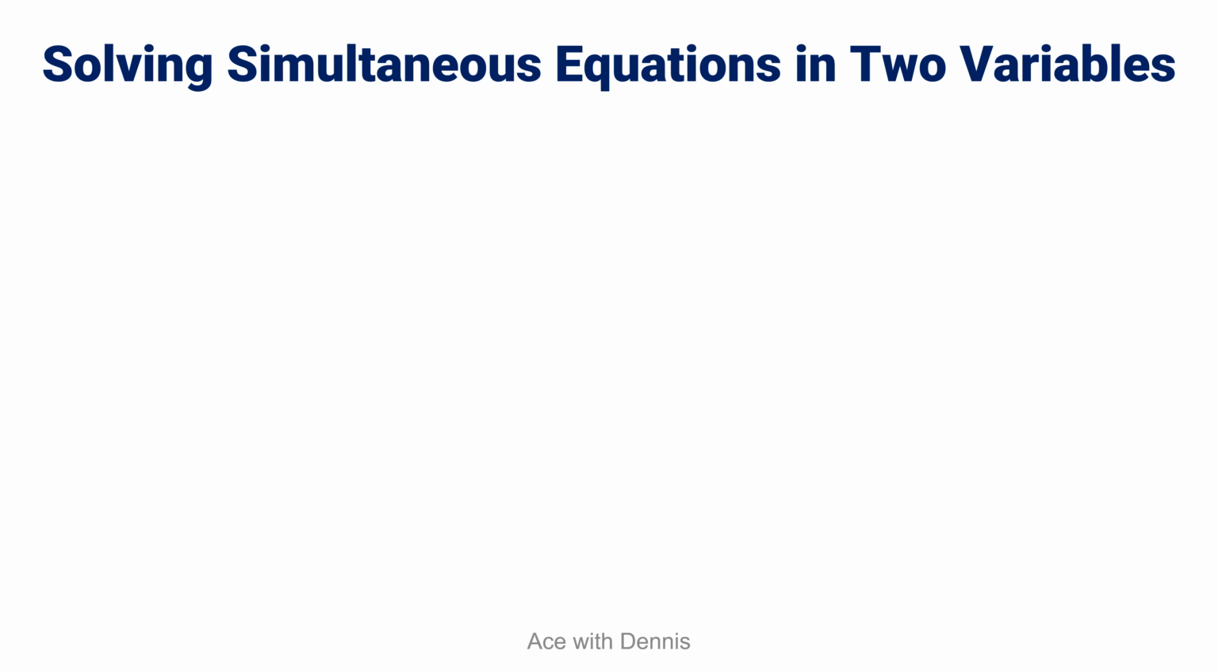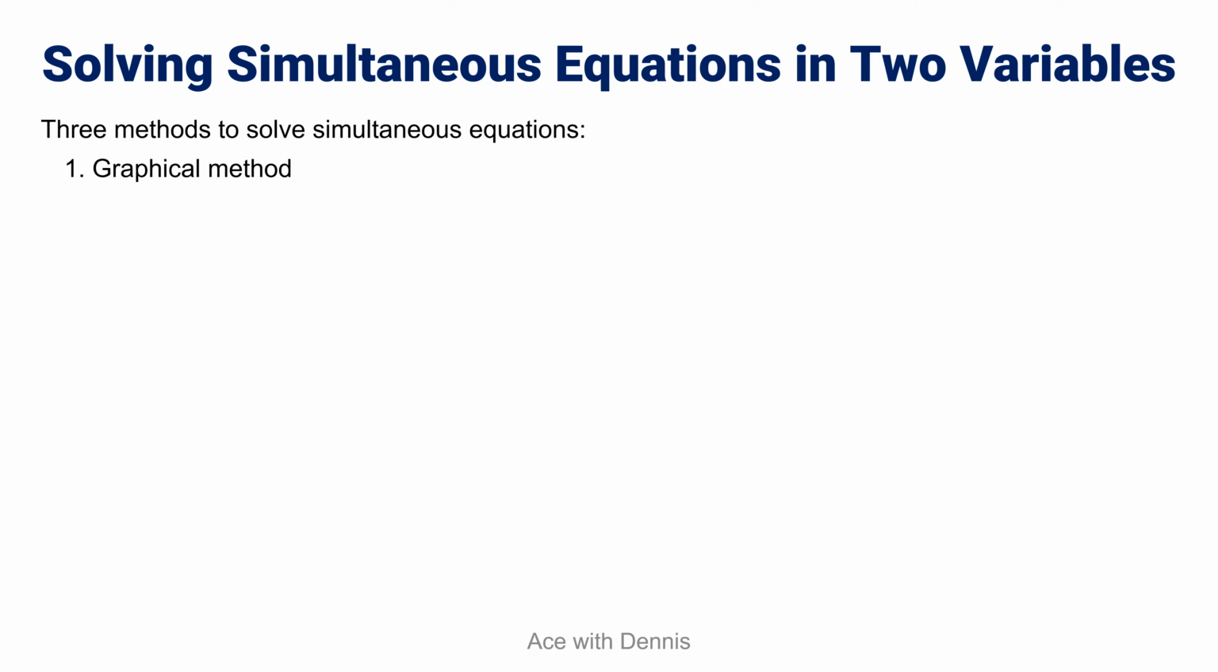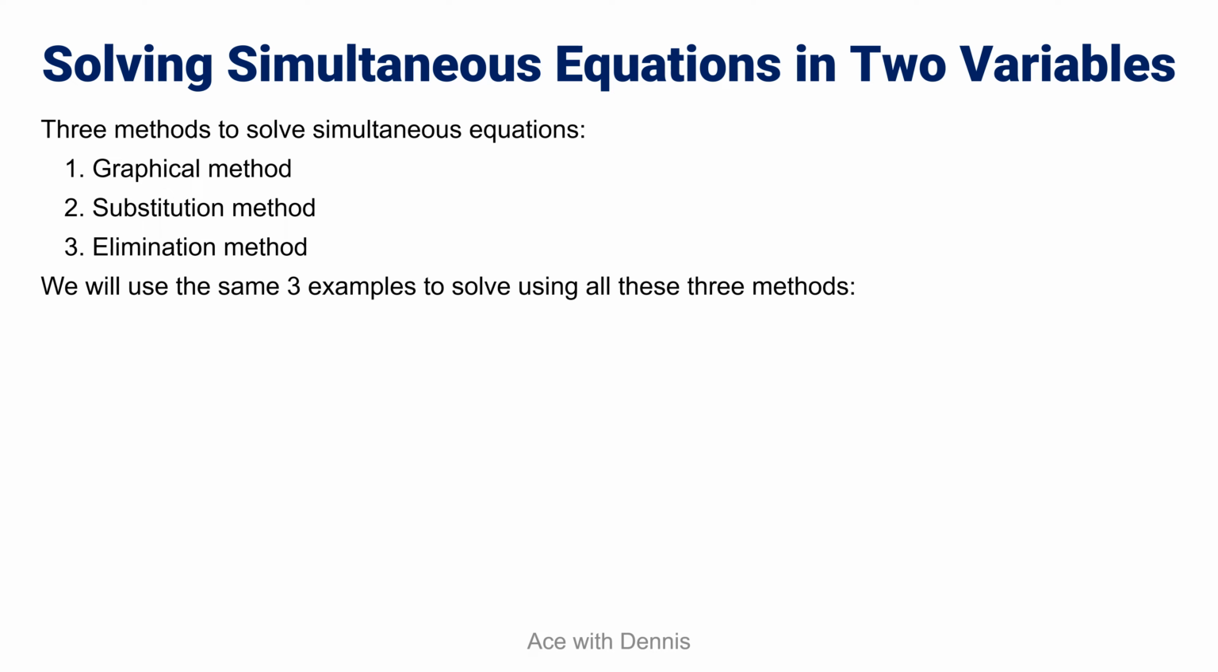As I mentioned in the learning objectives of the lecture, there are three methods to solve simultaneous equations. The first method is the graphical method, the second method is the substitution method, and the third method is the elimination method. To discuss these three methods, we'll use the same three examples to solve using all three methods.